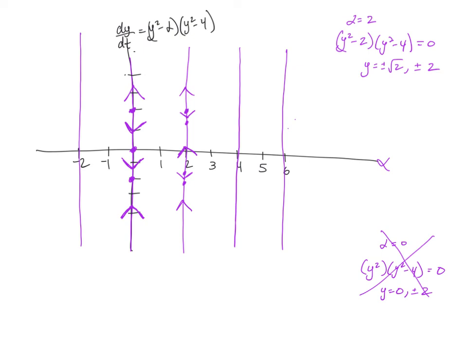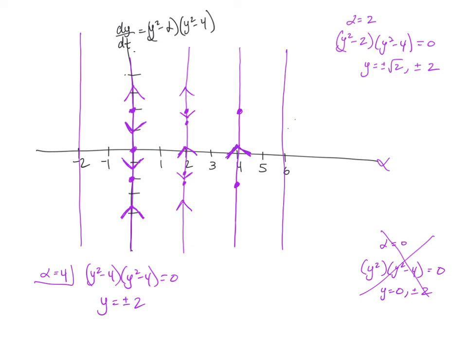Okay, now I'm going to do an analysis for alpha equals 4, which is my other bifurcation value. So I have y squared minus 4 times y squared minus 4 equals 0, and I just have two equilibrium values at positive and negative 2. Okay, if I put 0 in here and in here, you get negative 4 times negative 4, which is positive 16. So we have an up arrow in between there.